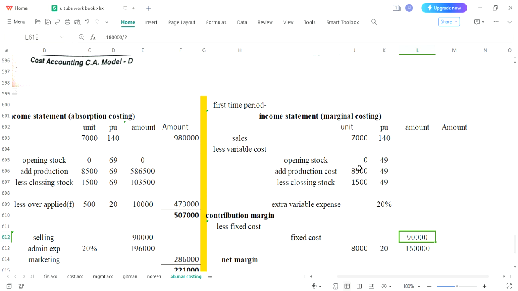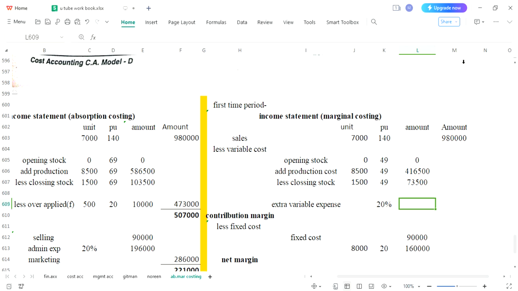So it means inputs are completed. We are now open to calculate amounts. First we will calculate amount of sale, which is 7,000, and you need to multiply per unit 140. Amount of sale is over here. Second, opening stock, since number of units are 0, so opening stock would be 0. Production cost, units multiplied by per unit. Units are 8,500, per unit 49. Now closing stock, units are 1500, it would be multiplied by per unit 49.